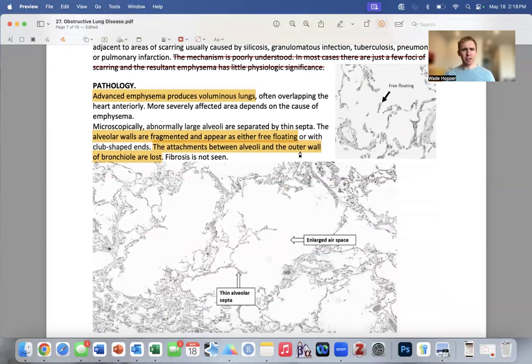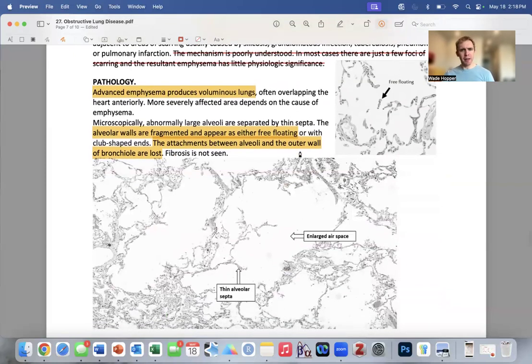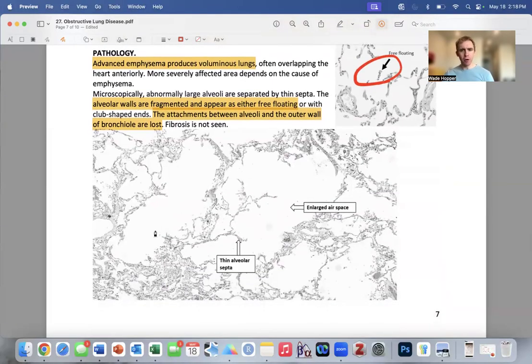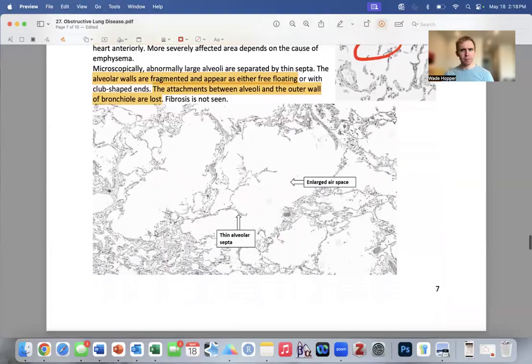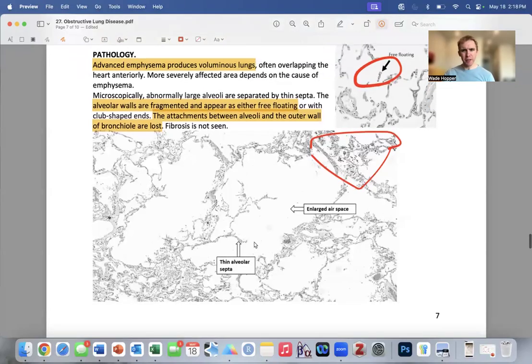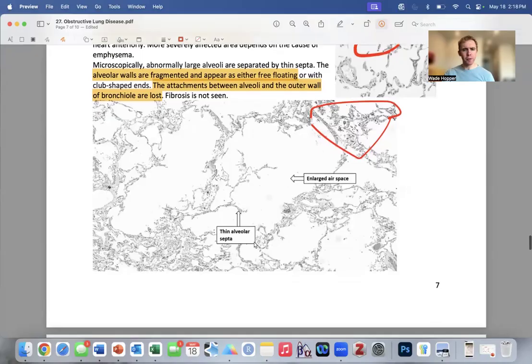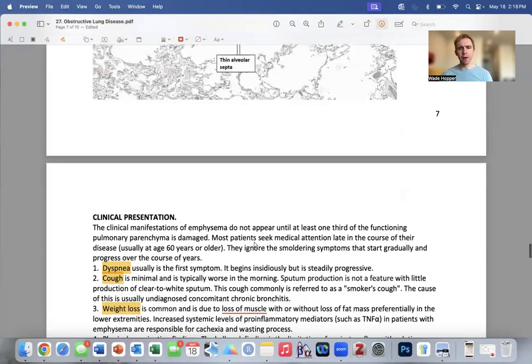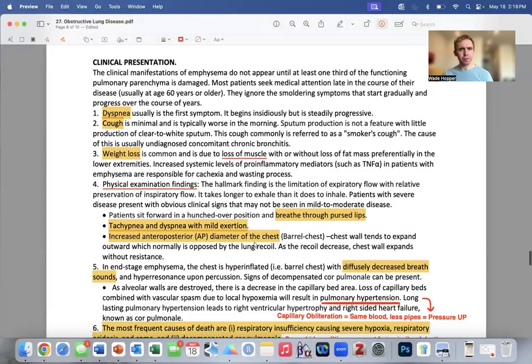So on histology, what do you see? You see big dilated alveoli. You can see free-floating fragments of alveoli. And you do tend to see, this is not specifically mentioned, but more inflammatory cells, generally speaking, more macrophages and neutrophils, and they have denser nuclei than your pneumocytes do.